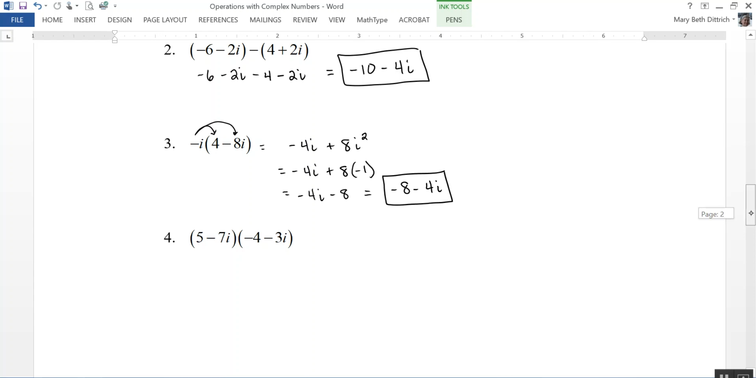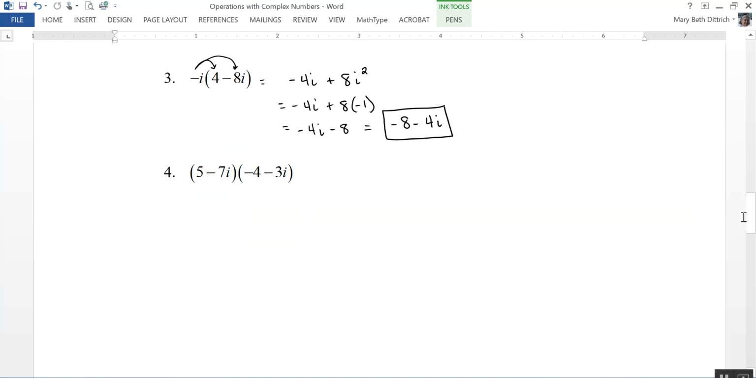And our last example is multiplying two complex numbers. 5 minus 7i times the quantity negative 4 minus 3i. This is going to be very similar to multiplying two binomials. So I will distribute the 5 to the negative 4. That gives me negative 20. And then 5 times negative 3i is negative 15i. Negative 7i times negative 4 is a positive 28i. And negative 7i times negative 3i is a positive 21i squared.